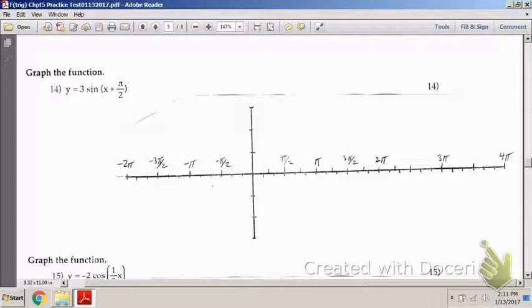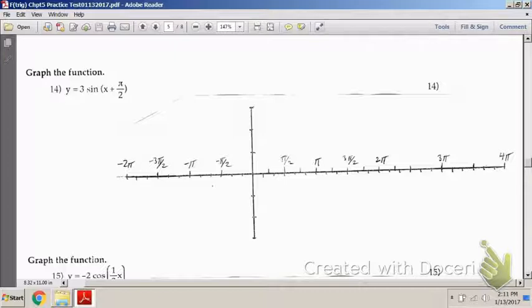Okay, this is Mr. Weideman, Lafayette High School, Functions Trig class, Chapter 5 practice test. If you haven't noticed, this has a lot of trig function graphing problems.